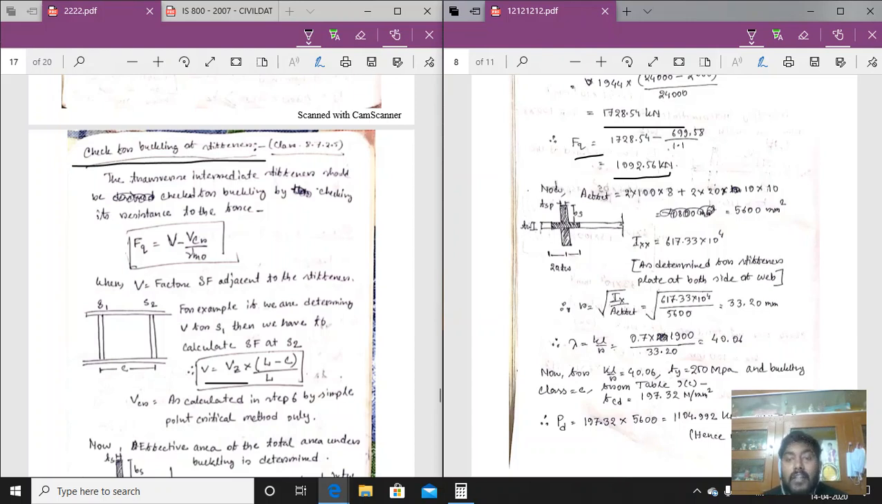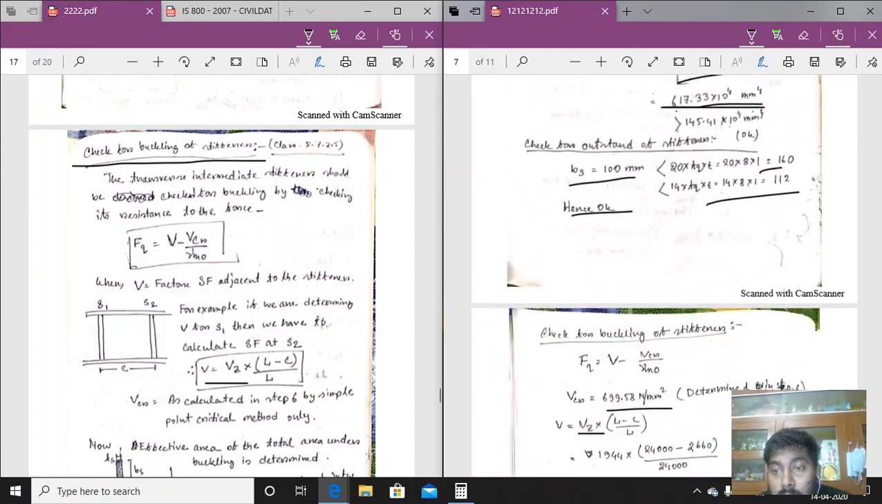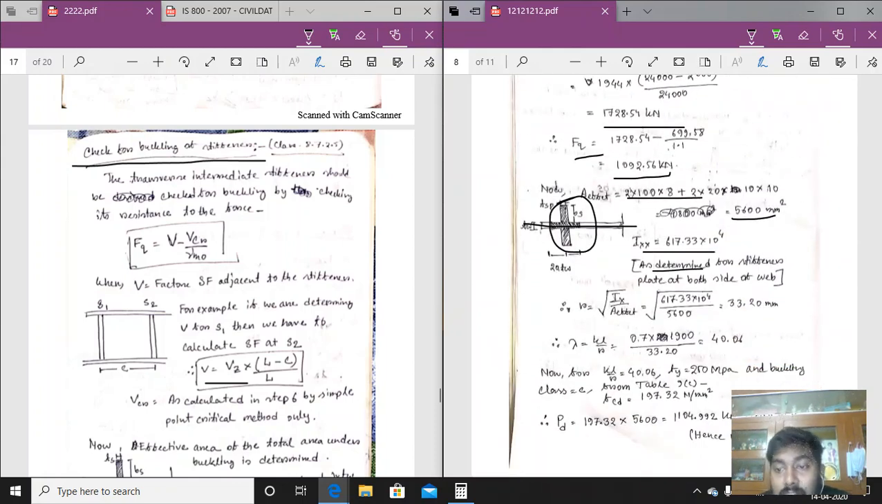Let us check that. So area effective, as in the similar case here, it is calculated as that value, because area effective is like that. So we are using that effective area. Putting all the values here, we are getting 5600 millimeter square. IXX, as per the center line of the web, we have calculated here, that is 617.33 into 10 to the power 4 millimeter square. Putting R is equal to root of IXX by A. Lambda is equal to KL by R, with 0.7 as both sides are restrained, we are getting 40.06.